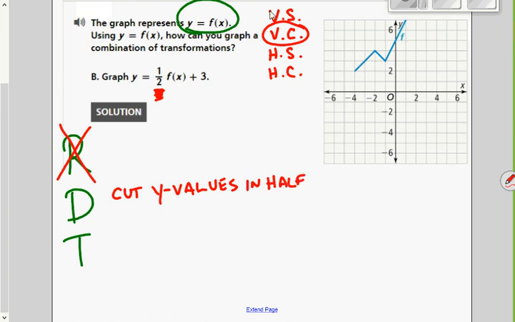This is where some students tend to get a little, how did you know that? Well, the 1/2, if it's out front, not in here with the x, cuts those y values in half, just by the positioning of where that dilation constant is. Translation, if this parentheses was out here, I'd say left 3. Since it's not, the plus 3 is on the outside of f of x, I think it translates up 3.